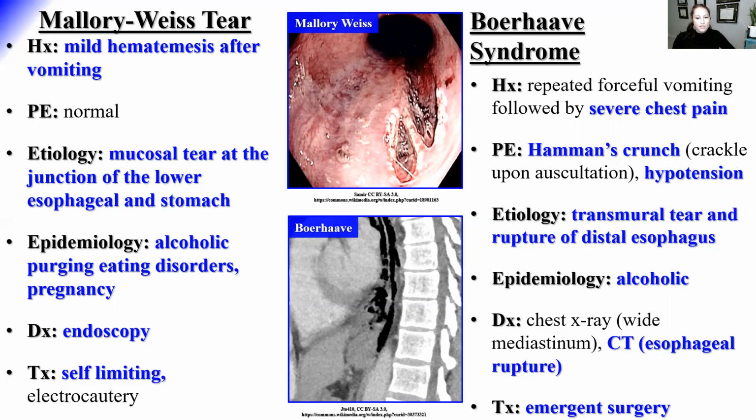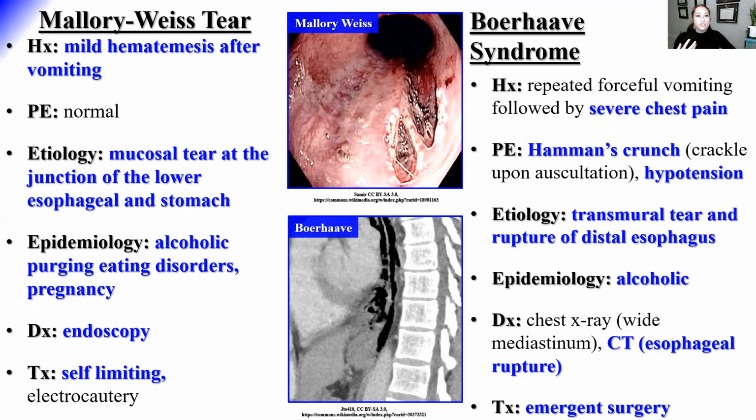We think about epidemiology really for all of these, alcoholics because they have chronic vomiting, purging eating disorders, and pregnancy because those are highly associated with repetitive vomiting. Mallory-Weiss, this is going to be an endoscopy, and that's what you see on this top picture there. That's your definitive diagnostic for a Mallory-Weiss tear. Mallory-Weiss tears are inconvenient. They're self-limiting. If they are not self-limiting, you can use electrocautery, but most of them are self-limiting.